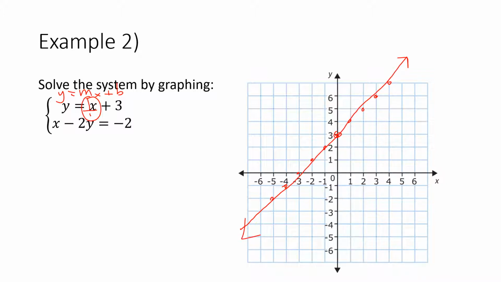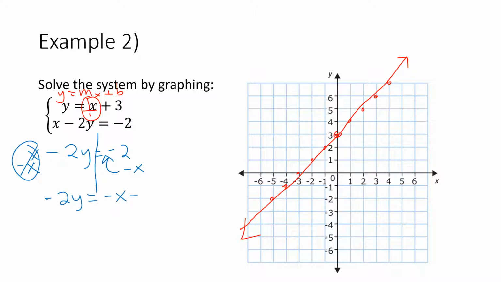Okay, so the first equation is nice. The second equation is not written in slope-intercept form. Instead, what we're going to have to do here is solve for y. In order to do this, we're going to start by moving x to the other side. So we're going to subtract these x's and move it over here. That's going to leave us with negative 2y equals negative x minus 2. And then we can divide by negative 2 to get y by itself.